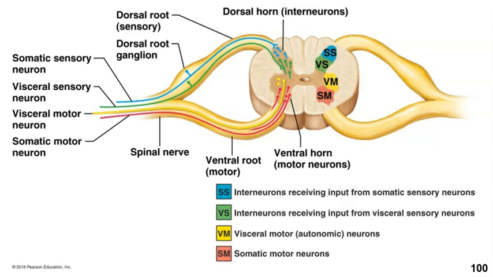The somatic and visceral interneurons have very short axons that will then make synapses with motor neurons in the nearby ventral or lateral horns. The somatic interneurons have synapses with somatic motor neurons in the ventral horn, which will issue commands to skeletal muscles, while the visceral interneurons have synapses with visceral motor neurons that are located primarily in the lateral horn.